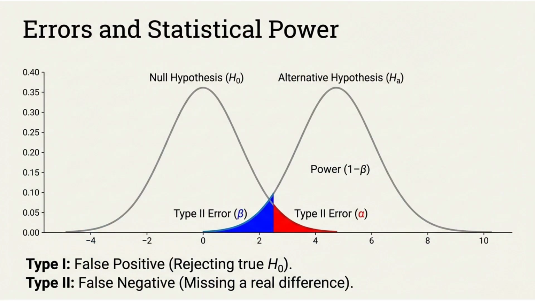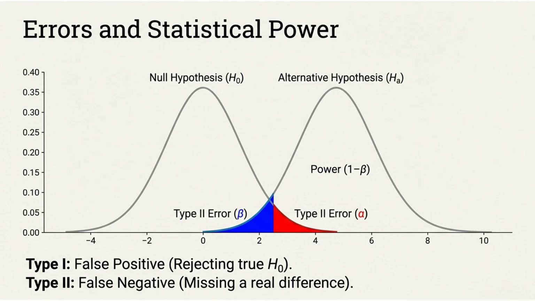frequently studied. Let us start with type 1 error, which is shown in red, and this occurs when we reject a true null hypothesis. In simple terms, it is a false positive. The probability of making this error is called alpha, usually set at 0.05. Next is type 2 error, shown in blue. This happens when we fail to reject a false null hypothesis. In other words, we miss a real effect. This is known as a false negative and its probability is called beta.